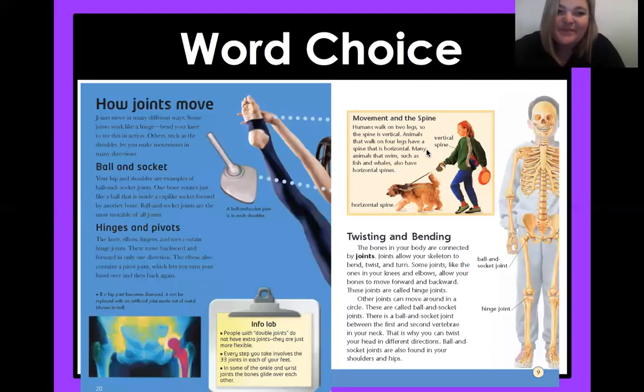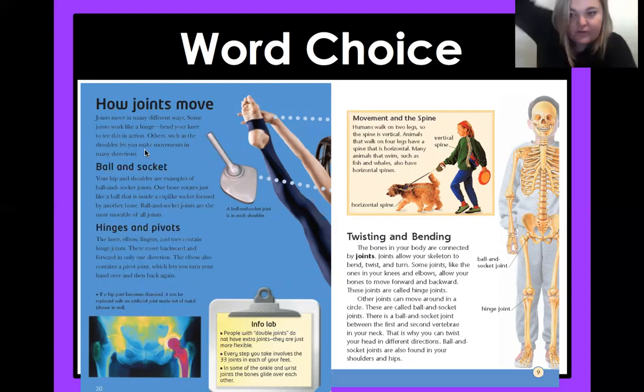How joints move. Joints move in many different ways. Some joints work like a hinge. Bend your knee to see this in action. Others, such as the shoulder, let you move in many directions. Ball and socket. Your hip and shoulder are examples of ball and socket joints. One bone rotates just like a ball that is inside a cup-like socket formed by another bone. Ball and socket joints are the most movable of all joints. Hinges and pivots. The knee, elbow, and fingers and toes contain hinge joints.